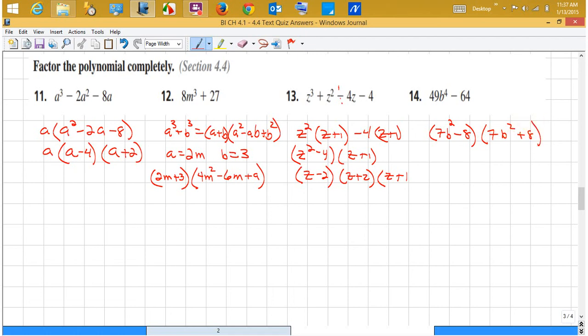And let's look to see if we can factor any of these terms. This can't be factored. This may be a difference of squares, but no, it's not. So that's done. That's as far as I can take it.